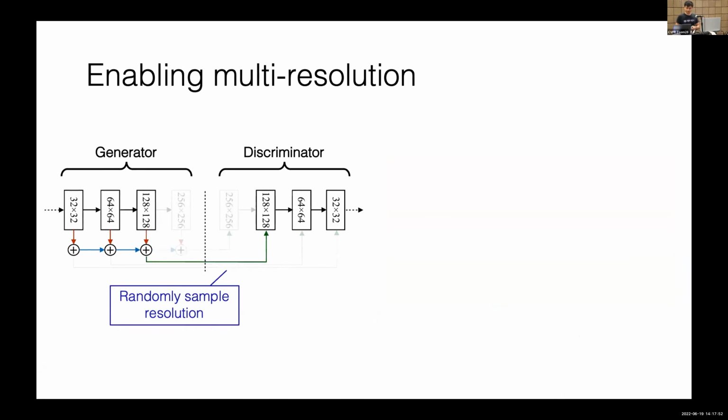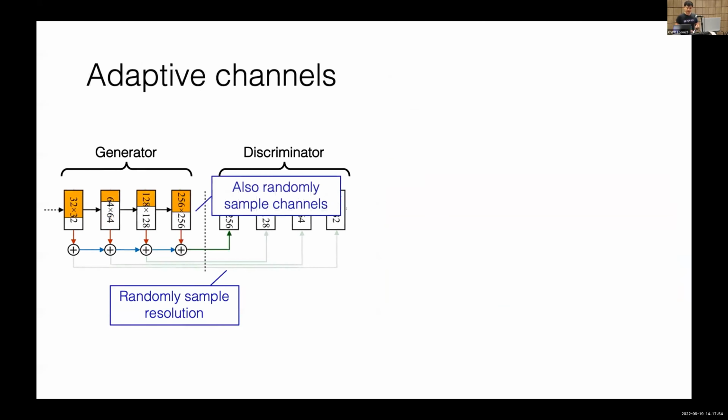From here, we can go a bit further. On top of that, add some random sampling in each of the channels as well. And that can additionally save compute. So let's see what happens if we do that.